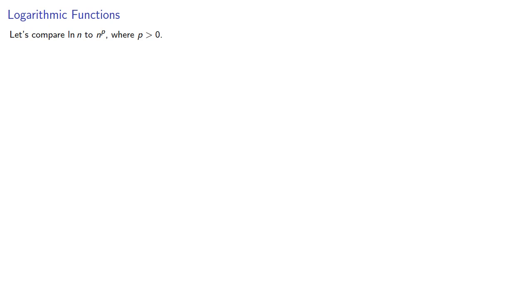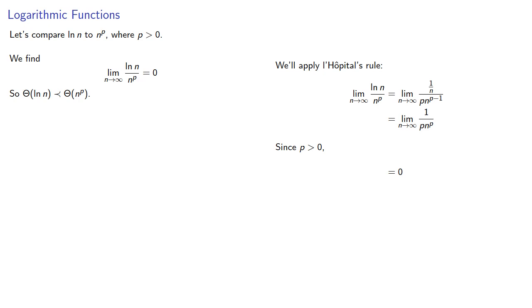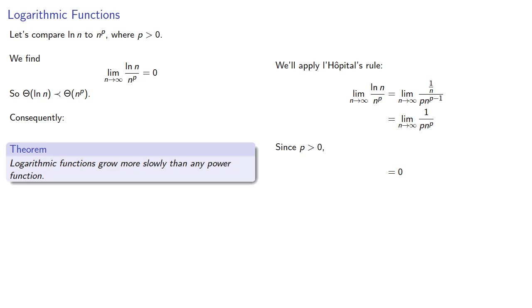Let's compare log n to n to the p, where p is something greater than 0. We find the limit as n goes to infinity of the quotient is, we'll apply L'Hopital's rule and find, since we're assuming p is greater than 0, this limit will be 0, and so the order of log n is less than the order of n to the p. Consequently, logarithmic functions grow more slowly than any power function.